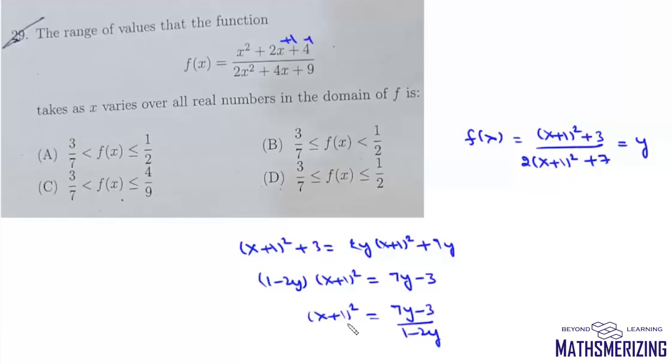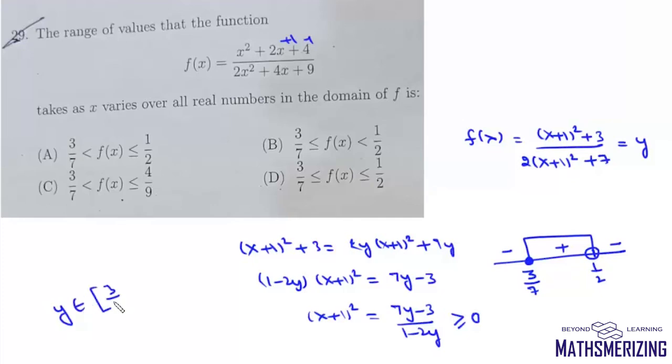Now basically (x plus 1) whole square, it is always greater than or equal to 0. Now if we solve this rational inequality, we'll get 2 roots. Now this is 3 by 7 and this is 1 by 2. Now rightmost is minus, this is plus, and this is minus. We need plus. We'll include roots in the numerator and we'll exclude this root in the denominator. So range of this function y, it will lie between 3 by 7 and not included 1 by 2, and that's your option B.